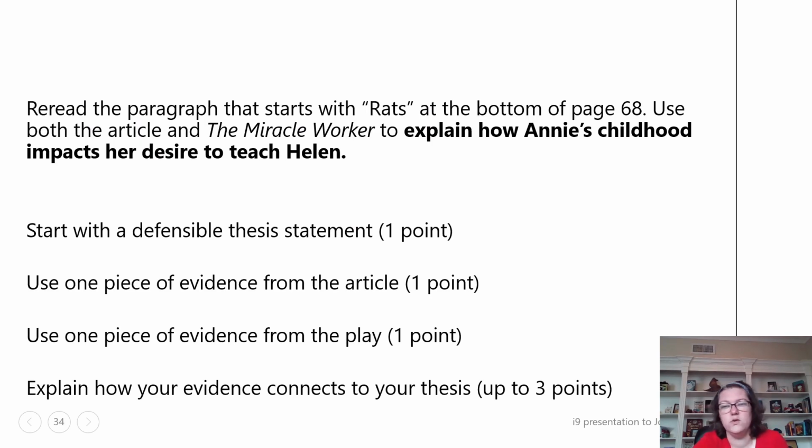So what you're going to do during your exit ticket, you're going to be writing a paragraph. Yes, a paragraph. I know you can do it. You're going to reread the paragraph that starts with rats on page 68. You're going to use the article and the book to explain how Annie's childhood impacts her desire to teach Helen. So just like my middle school experiences impact my desire to teach you guys, Annie's childhood impacts her desire to teach Helen. So you're going to need a thesis statement.